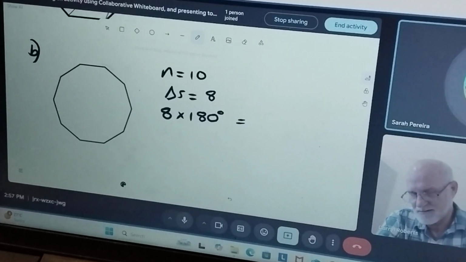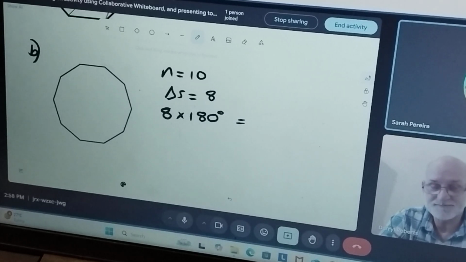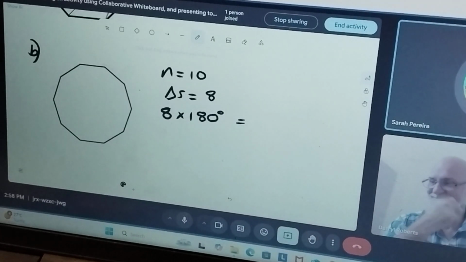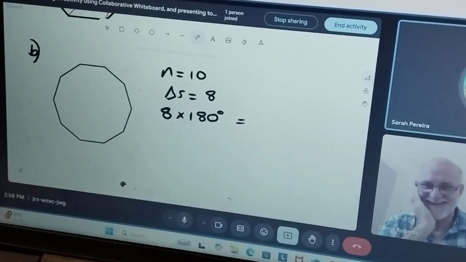Do you know, Daryl, do you know the shape with the most sides in the entire world? Yes, I do. What is it? A circle. Oh, I was hoping you wouldn't know so I could tell you.